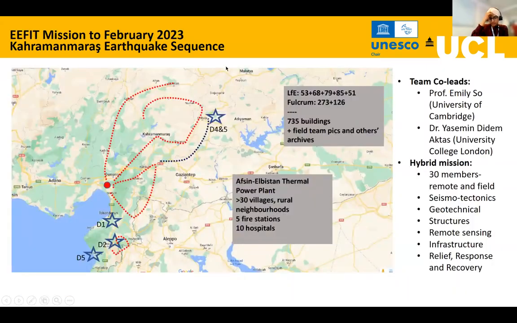This particular building was assessed during a field mission to the earthquake affected areas by EEFIT. This was a hybrid mission led by professors from the UK and several people joining from Turkey and other countries, contributing to different areas of this earthquake, such as seismotectonics, geotechnical, structures and infrastructure aspects. We visited the area of Antakya on the second day, where we are going to see this particular building.